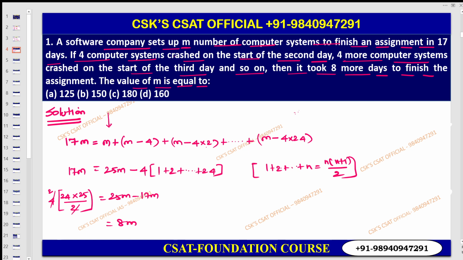Then if you multiply this, it becomes 1200. Then m is equal to 1200 by 8. So now m is equal to 150. Very simple question, but logic plays a vital role.